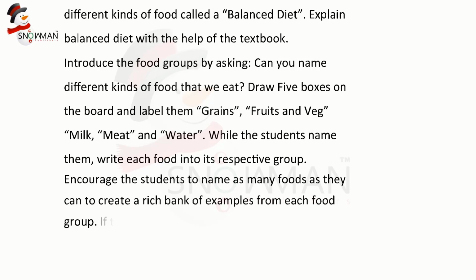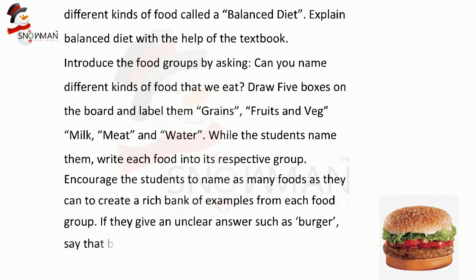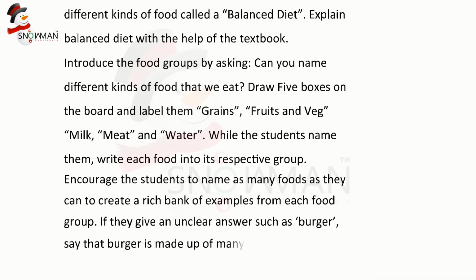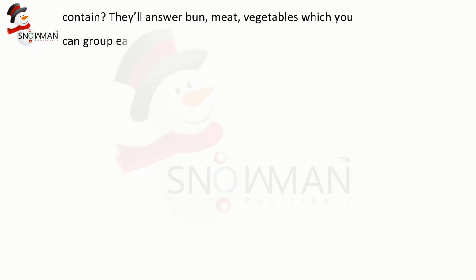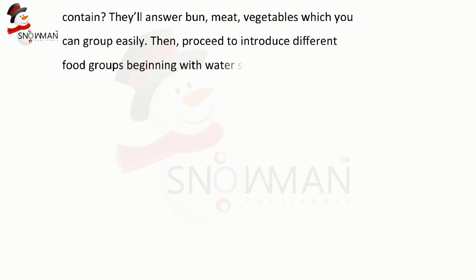If they give an unclear answer, such as burger, say that burger is made up of many different kinds of food. Let's separate each one of them. What does it contain? They'll answer bun, meat, vegetables, which you can group easily. Then proceed to introduce different food groups beginning with water, since it's the easiest to understand.